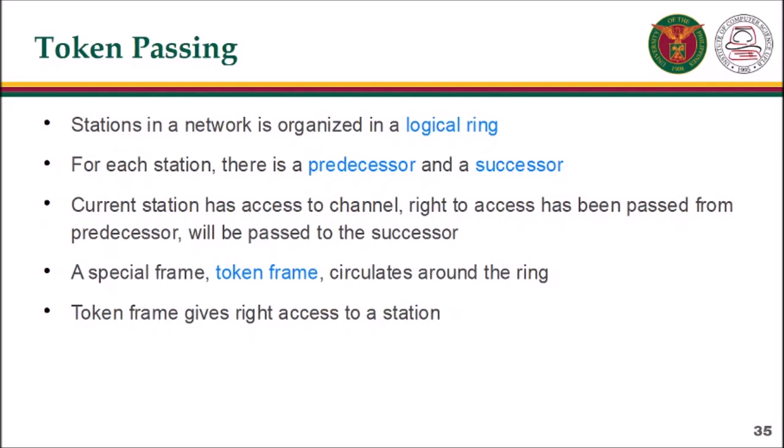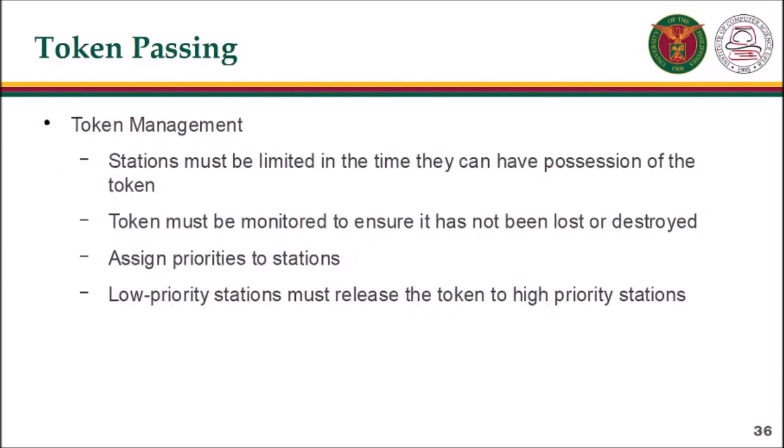In this method, a special packet called a token circulates through the ring. The possession of the token gives the station the right to access the channel and send its data. When a station has some data to send, it waits until it receives the token from its predecessor. It then holds the token and sends its data. When the station has no more data to send, it releases the token, passing it to the next logical station in the ring. The station cannot send data until it receives the token again in the next round. In this process, when a station receives the token and has no data to send, it just passes the token to the next station. Token management is needed for this access method.